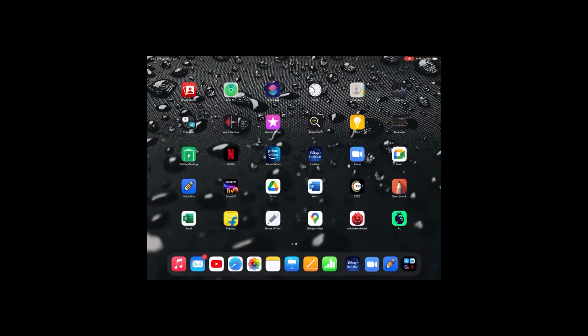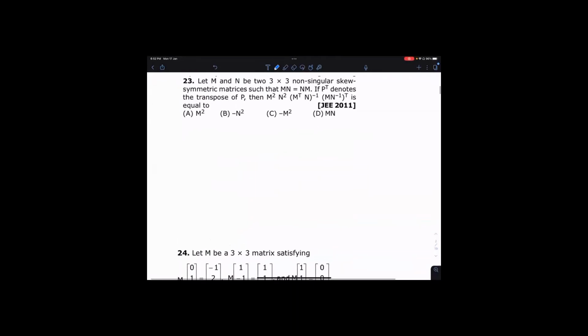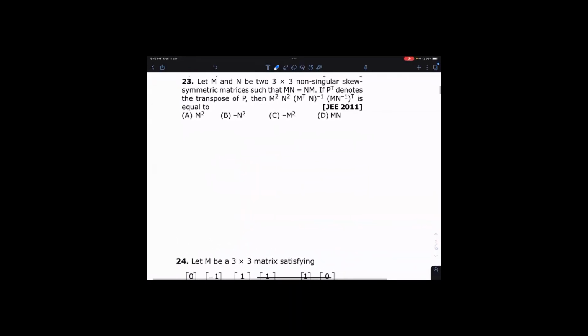This sheet will be shared with you guys. Because time is less, I have to go a little fast. That's why. You take a screenshot whenever it is required.